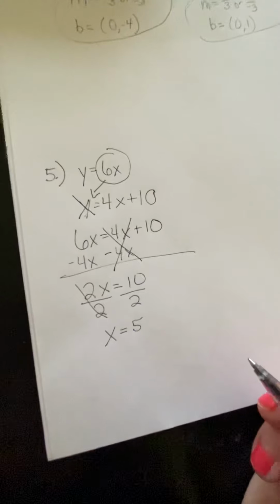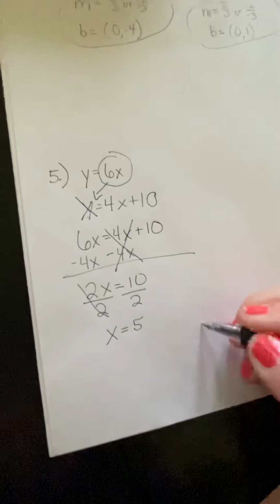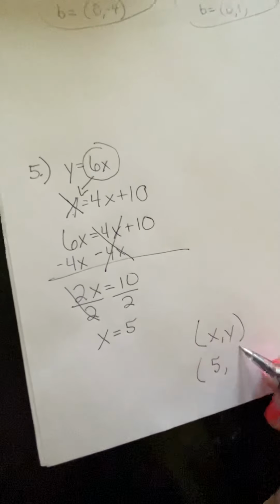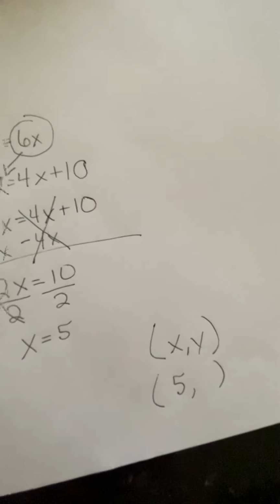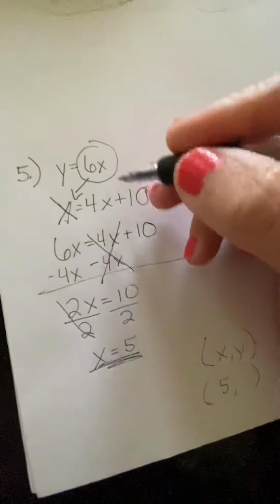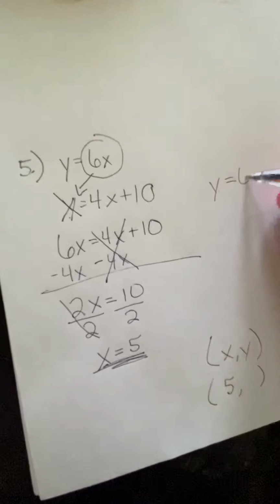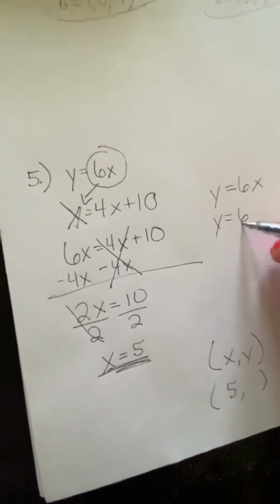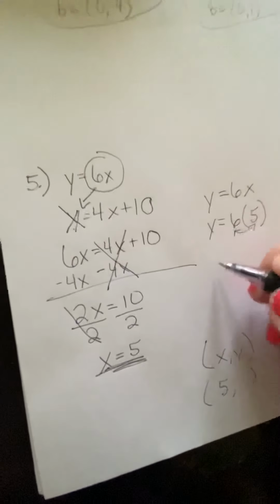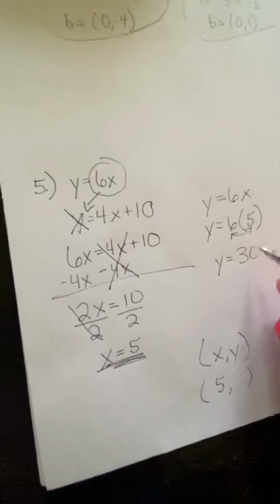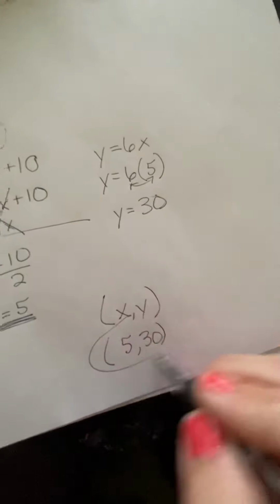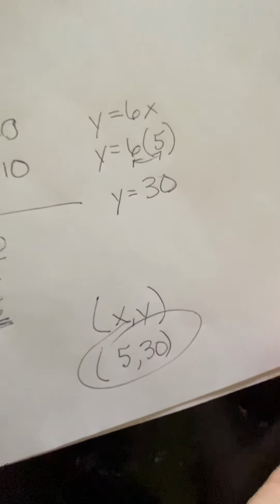Well, we have the x. We need an x and a y for an ordered pair. So we know the x is 5. Now we've got to figure out the y. Well, all we have to do is take this x and substitute it back in. The first equation was y equals 6x. So now we can take the x out and put the 5 in, and all we do is multiply. y equals 30. So the solution to this one would be (5, 30). It has to be written as an ordered pair.